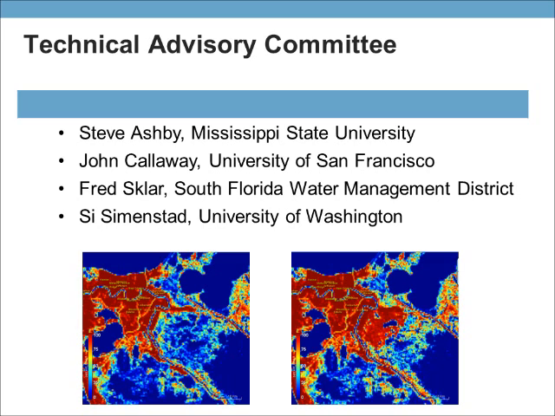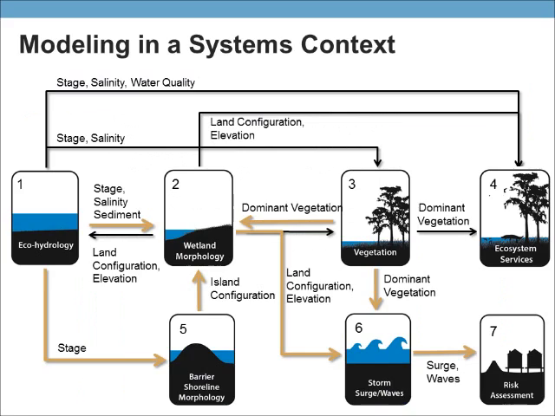He's now at MSU. John Calloway works on the Bay Delta. Fred Sklar works on the Everglades, and Cy Simonstead works on Puget Sound and also some California issues. So these folks were really helping us work things through on a regular basis. We'd show them results and really just supporting, if you like, our leadership team, getting us some outside perspective on what was going on.